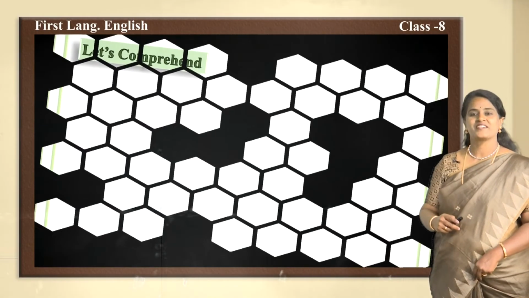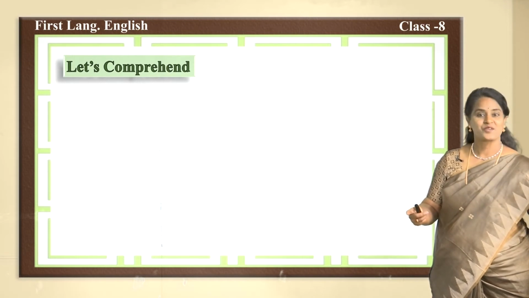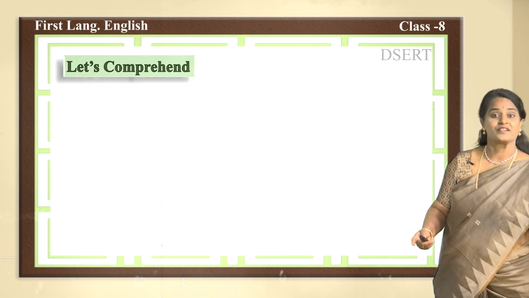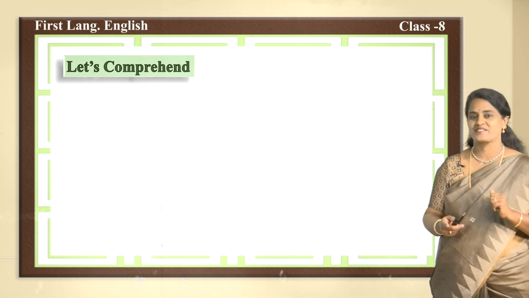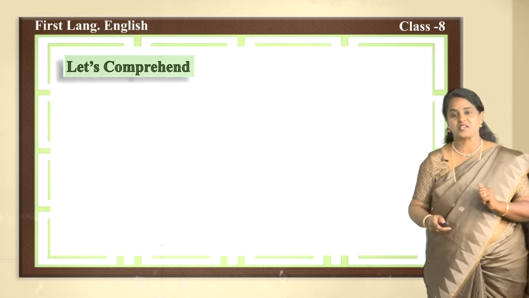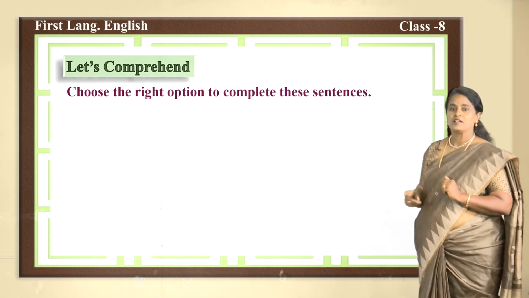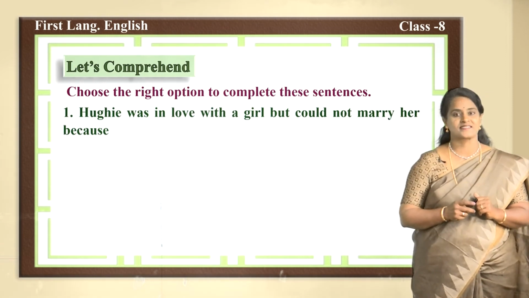Hope you all understood, children. You like the lesson? You like the ending? See, what does Hughie get? He only had given a sovereign to the beggar, but in turn he got £10,000. You enjoyed? Happy? And now let's recall the lesson. Shall we start? Here, choose the right option to complete these sentences.